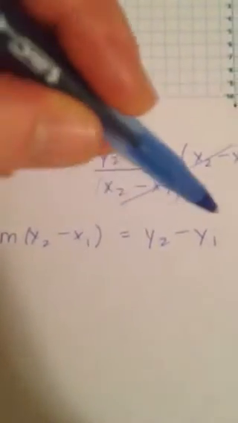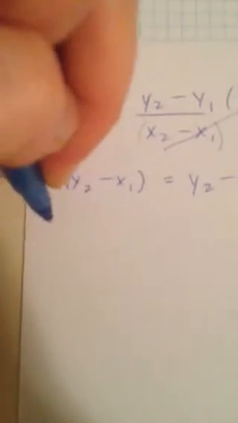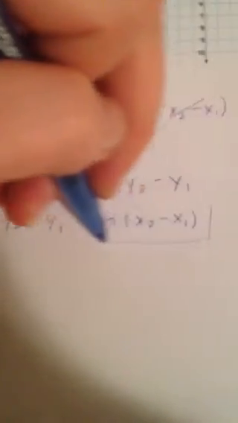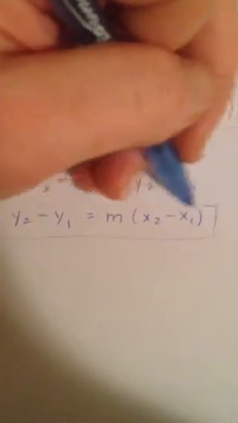Okay, so here we go. Do you see how I moved that? Now, I want this to be over here and this to be over here, so I'm just going to switch this around like this. So I've got y2 minus y1 equals the m and x2 minus x1. Okay, now that formula right there is going to help us find our line equation.